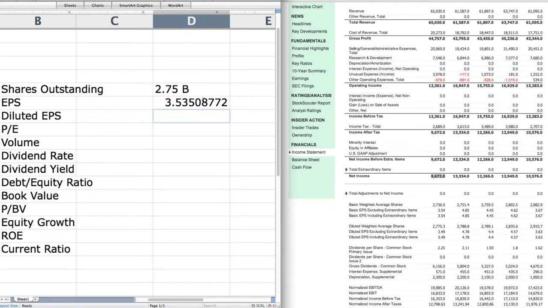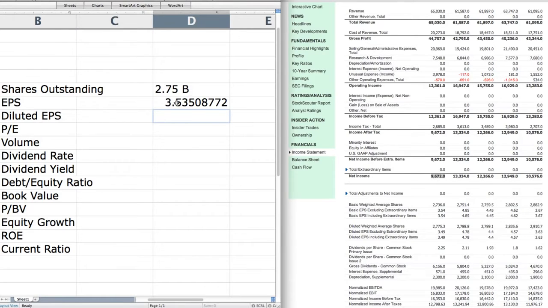When we hit equals, you can see the number that we saw on the top level page, which is $3.53 per share. We took all that net income, divided by the total number of shares, and that gave us the 3.53, which is the EPS, or earnings per share.